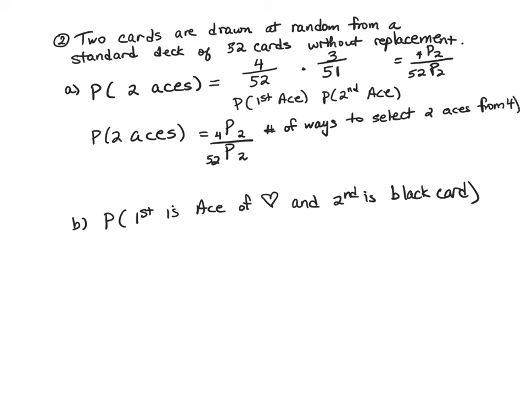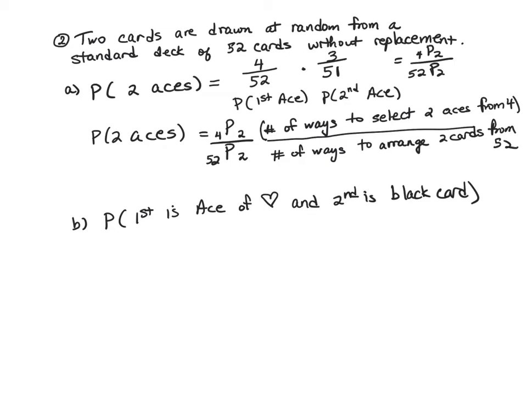Or we could say, rather than select, arrange 2 aces from 4 divided by the number of ways to arrange 2 cards from 52. So again, or to select 2 cards from 52. So we see that there's an overlap between permutations and probability, very big overlap.